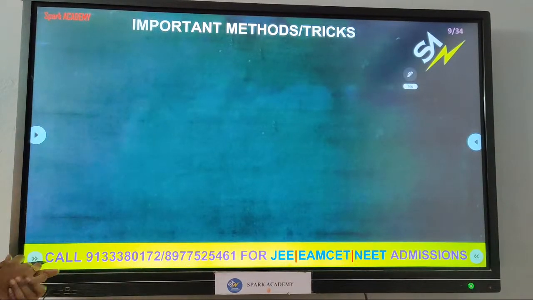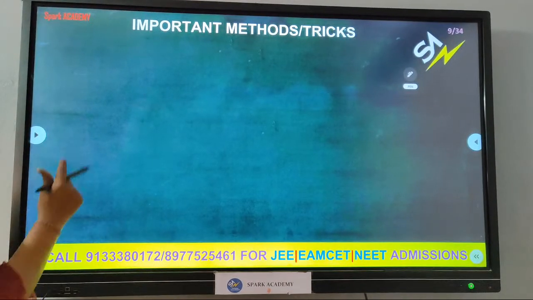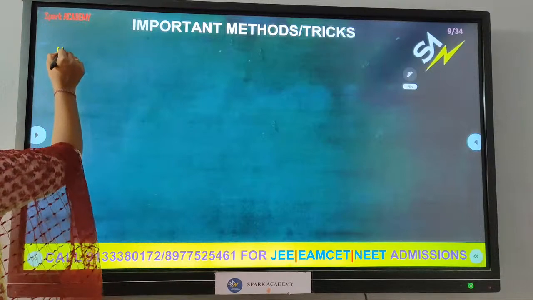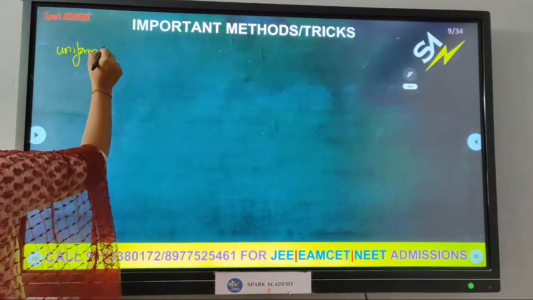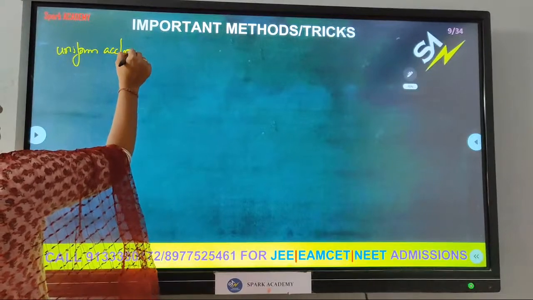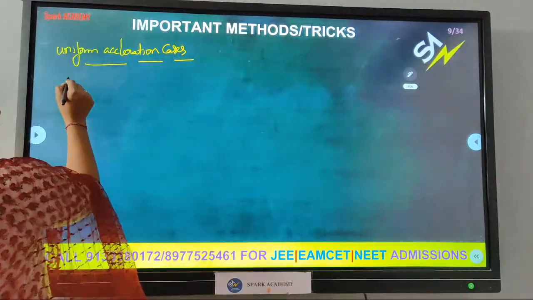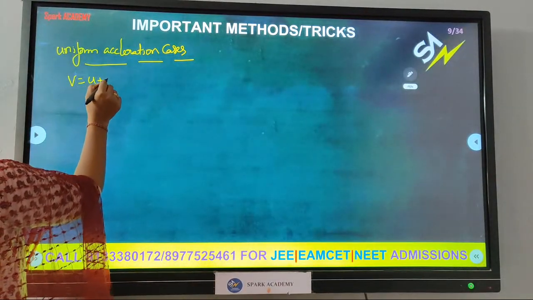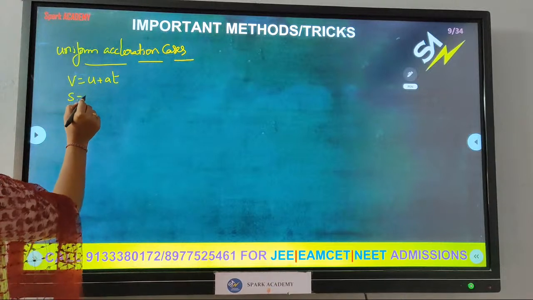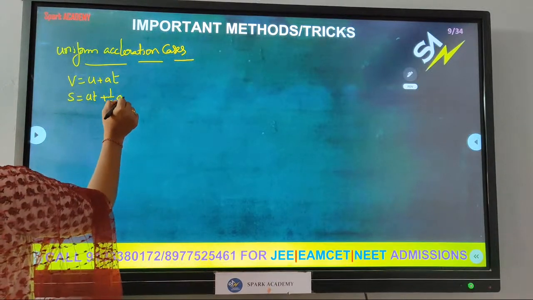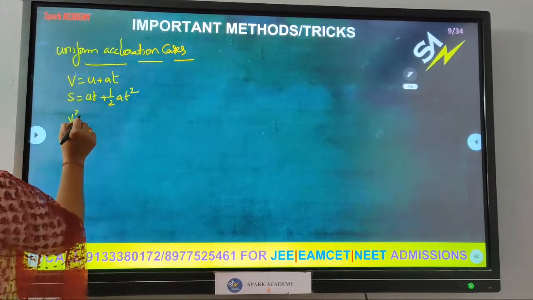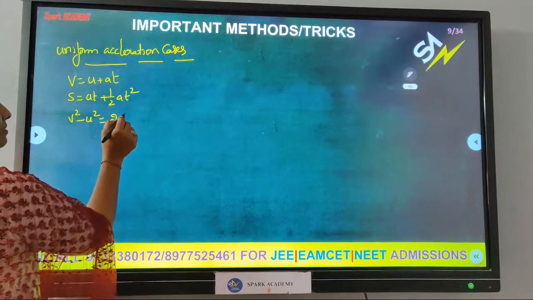So let us see. I would like to give short tricks from the uniform accelerated motion cases and non-uniform accelerated motion cases. So here, first let us discuss uniform acceleration cases. So we have mainly three equations. v is equal to u plus at, s is equal to ut plus half at square, and v square minus u square is equal to 2ax.